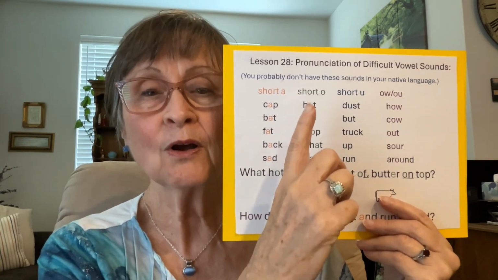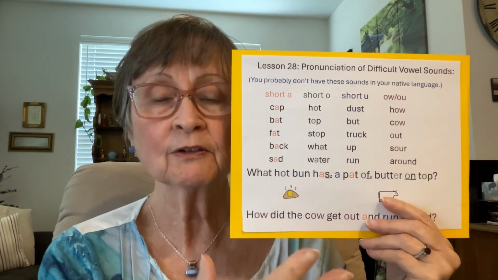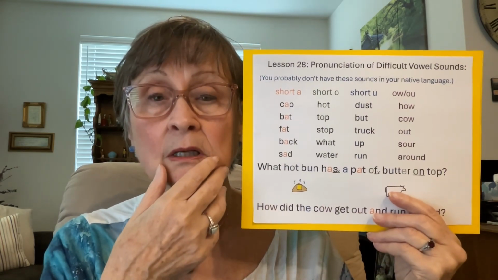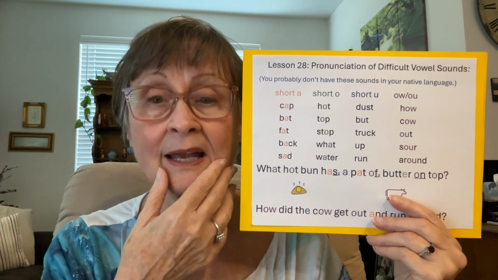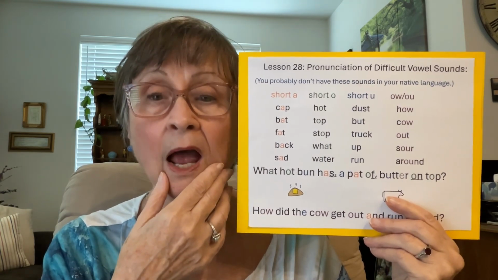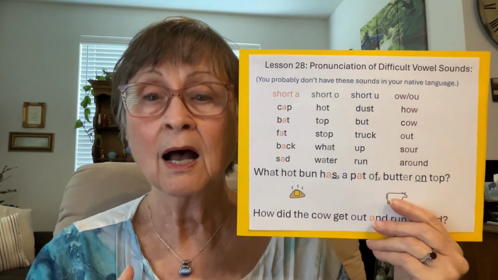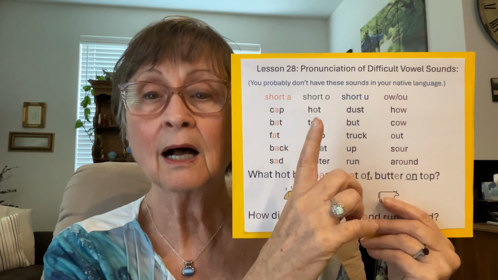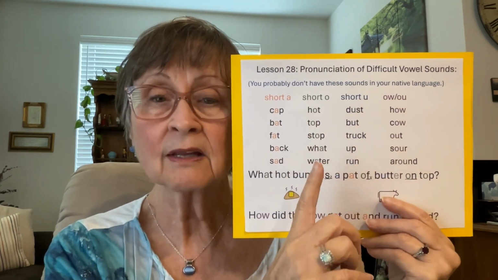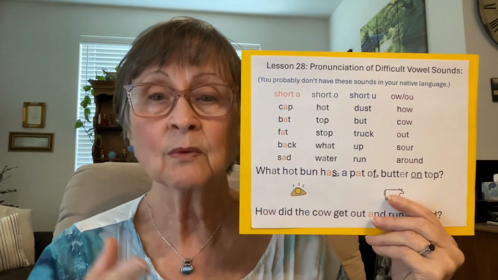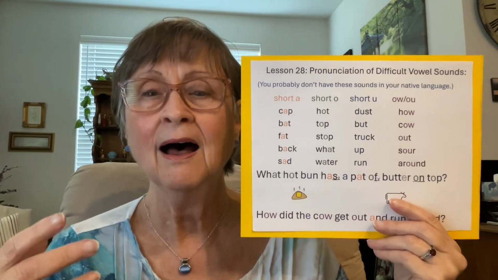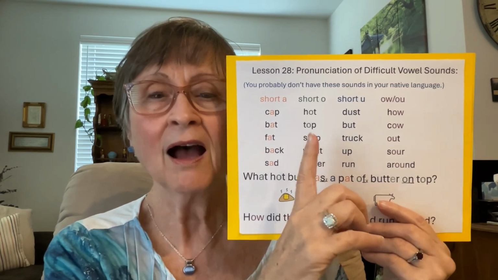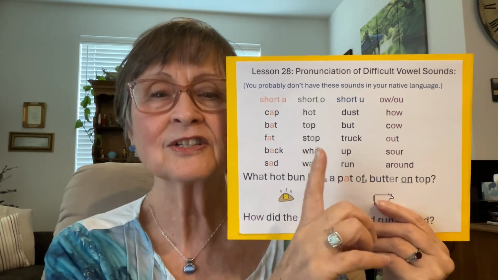Okay, looking at the short O, I've been trying to figure out how to get this one. I explain it as your mouth is relaxed, and you drop your jaw a little bit, and then you just say ah. It's not aw. It's not hot. It's hot. And the trick for saying that correctly is laughing with ha ha ha ha ha ha, hot, ha ha ha, top, ha ha ha, stop.